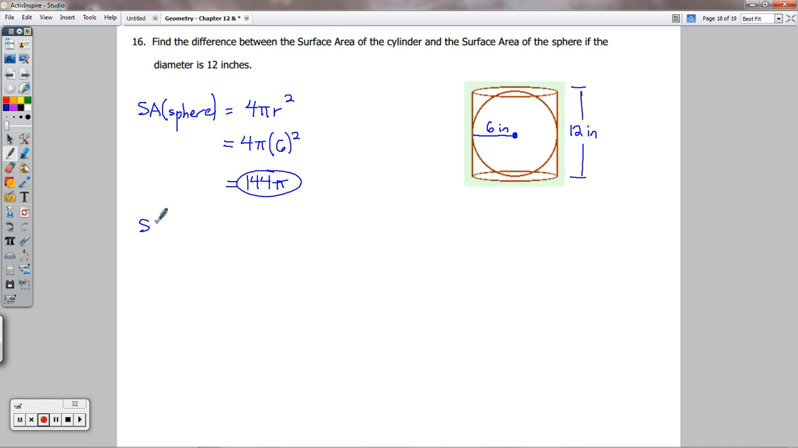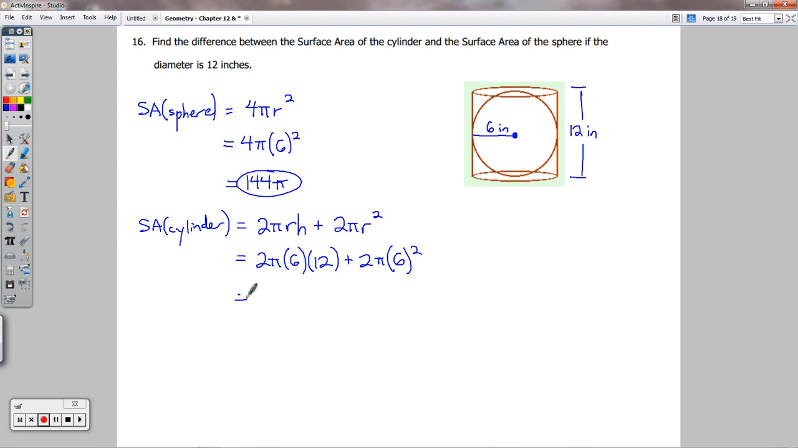For the cylinder, surface area of any cylinder is going to be the circumference times the height, so 2 pi r h, plus 2 pi r squared. 2 bases are showing. So you have 2 times pi times 6 times 12, plus 2 times pi times 6 squared. So that'd be 72 times 2, 144 pi, plus, it'd be 36 times 2, that'd be 72 pi.